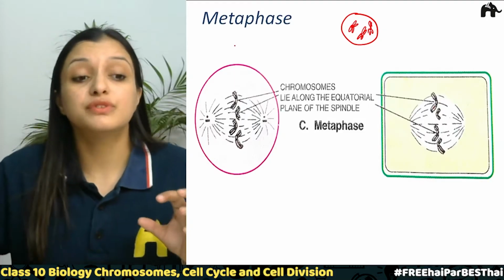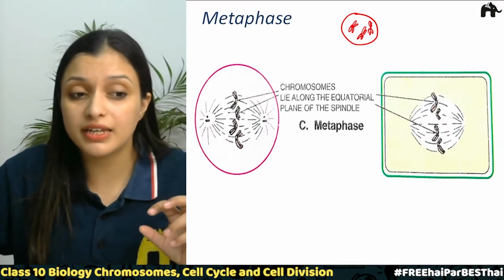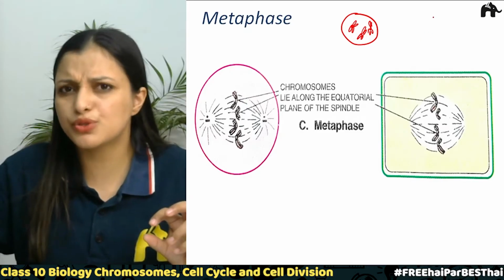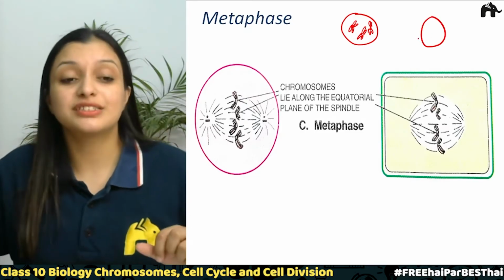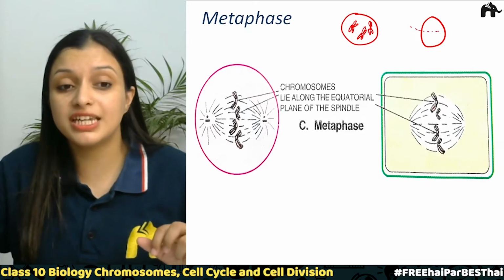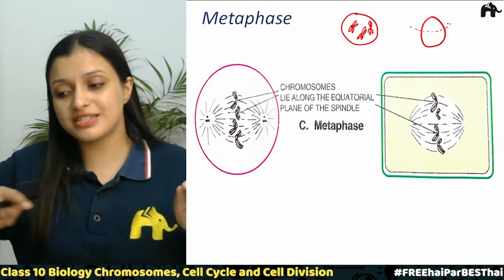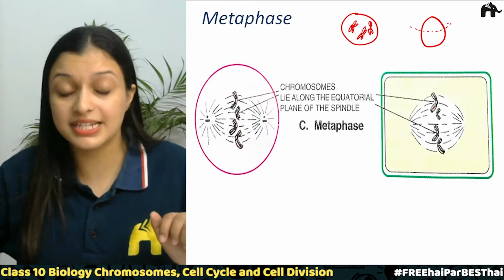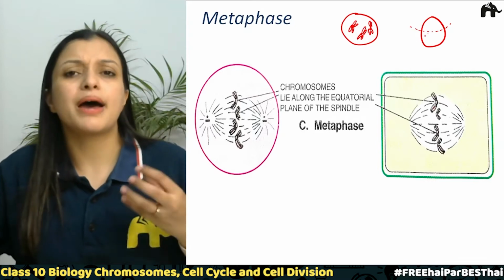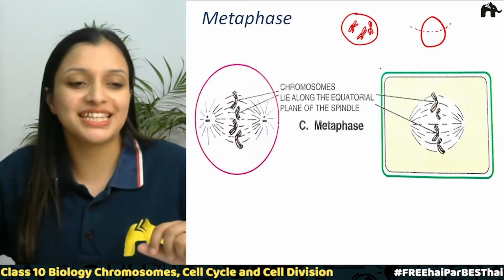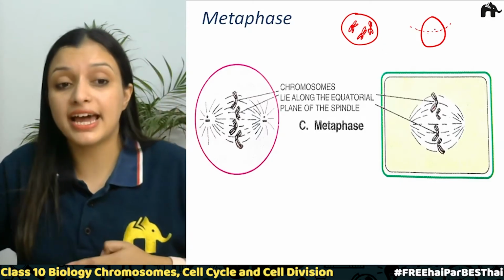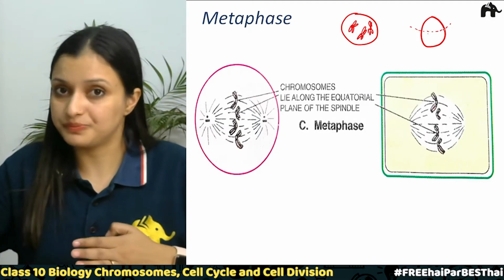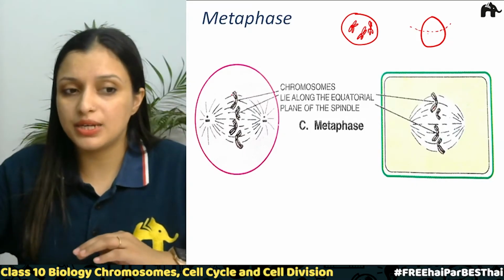But when we see the metaphase, we observe the chromosomes are in the equatorial plane. So what is this equatorial plane? You remember when we used to study the structure of the earth, we used to say the line which crosses the center is the equator, right? This imaginary line is basically the equator. So in case of metaphase, all the chromosomes get lined up at this equator. Correct? So you can see over here.